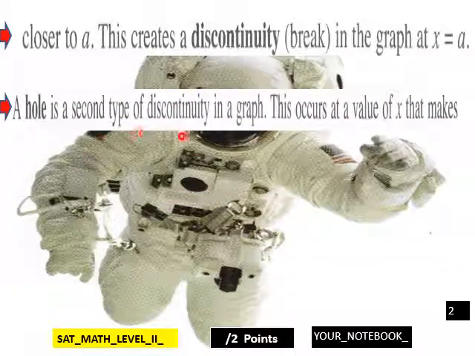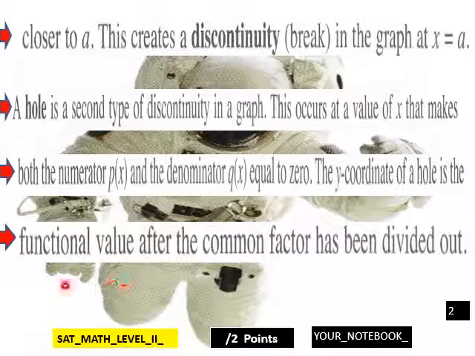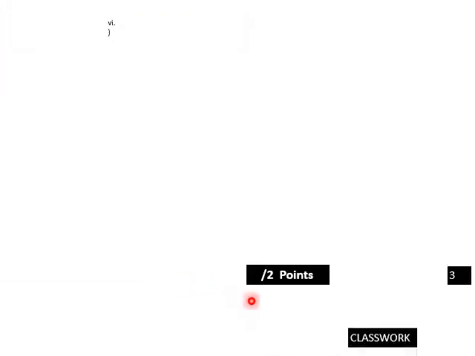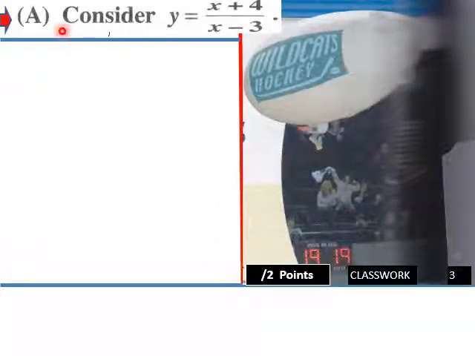A hole is a second type of discontinuity in a graph. This occurs at a value of x that makes both the numerator p of x and the denominator q of x equal to 0. The y-coordinate of a hole is the functional value after the common factor has been divided out. So let's get into some examples of these situations.